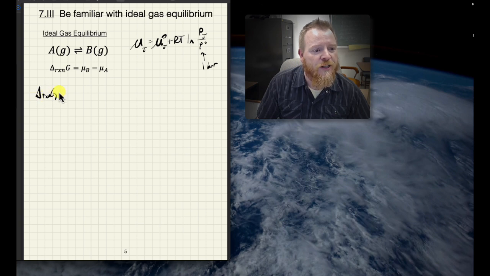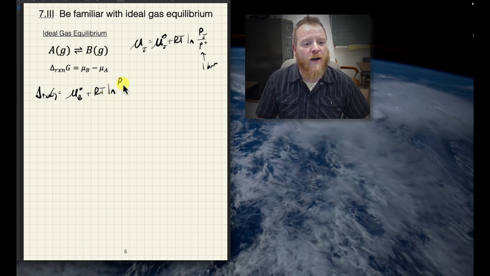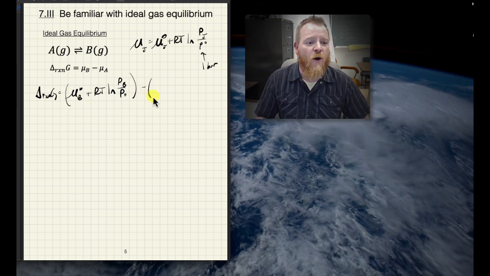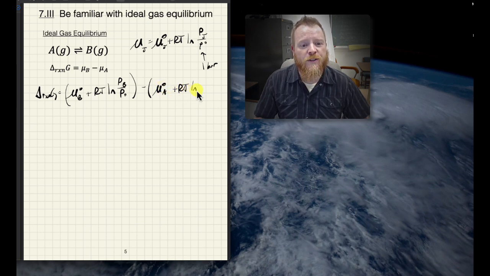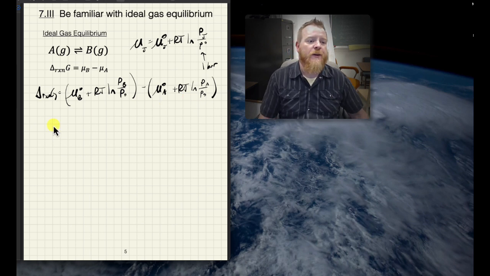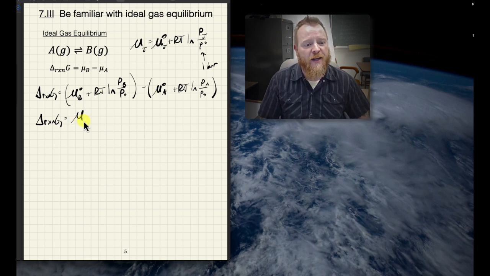So the Gibbs free energy of reaction is going to be the chemical potential of B, which I'll write directly as the following: chemical potential standard plus RT natural log of PB over P standard. And then that's all minus the chemical potential expression of A, so we fill that in there, PA over P standard. Now we can do some algebra. So we have delta G of reaction. I'm going to combine the standard chemical potentials, mu B minus mu A.